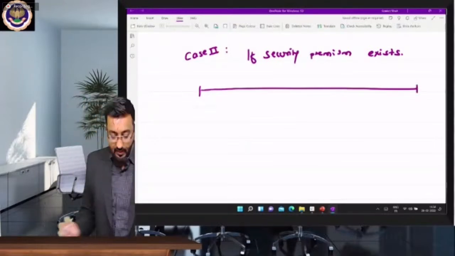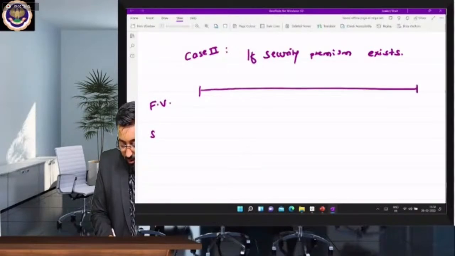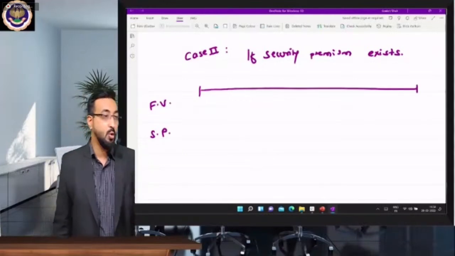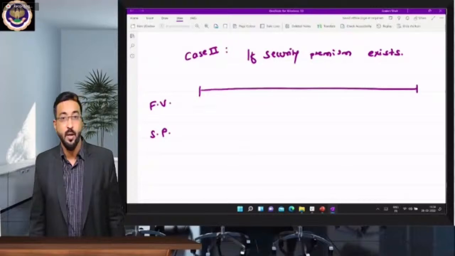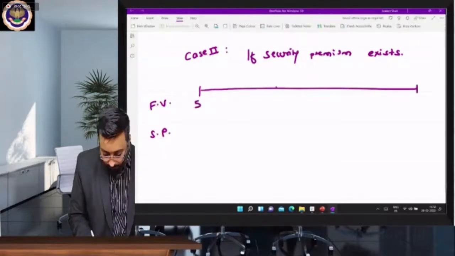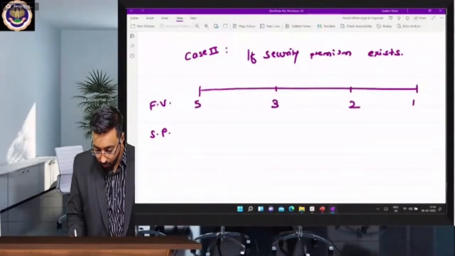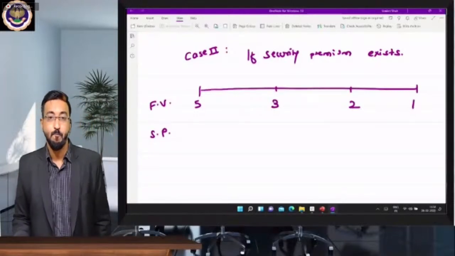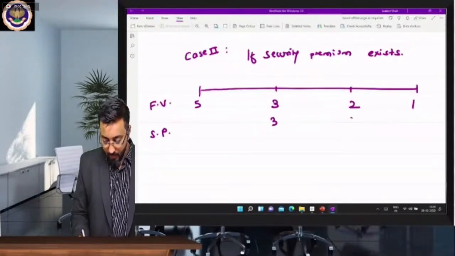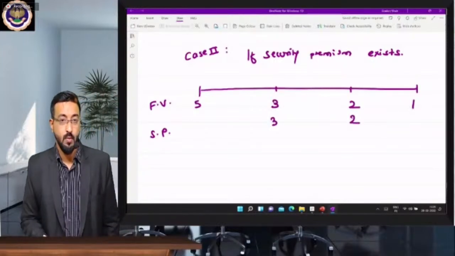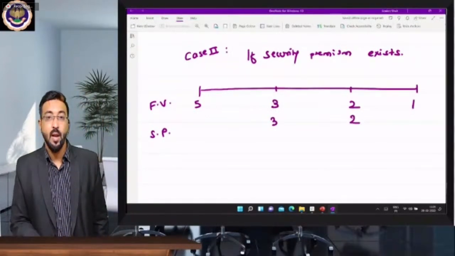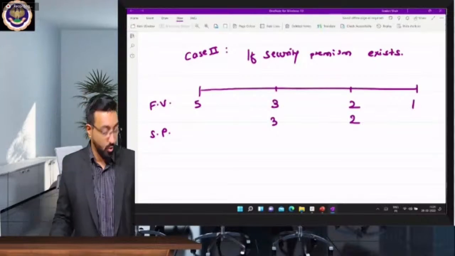Security premium. See, Sanket sir has made it very easy. He will write face value separately and security premium separately by looking into the question. You have to divide it in two parts: face value and security premium. Face value: 5, 3, 2, 1. Security premium: 3 and first call 2. So security premium is there in allotment and also in the first call.